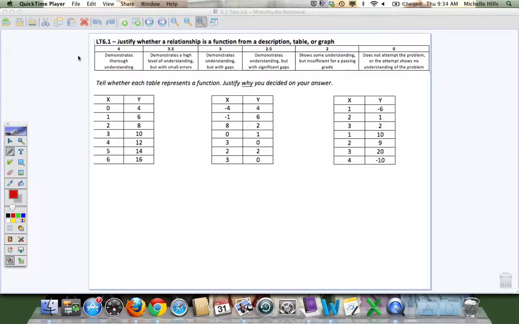Now, the directions on this one say to tell whether each table represents a function and justify your answer. It doesn't ask me about domain and range, so I don't need to give those. All I need to do is say whether it's a function and why or why not. So the first one is a function.